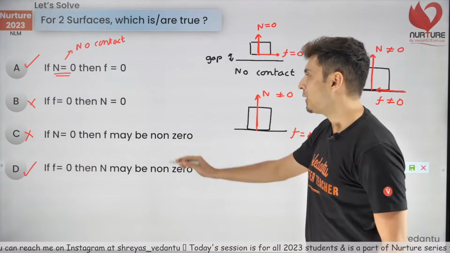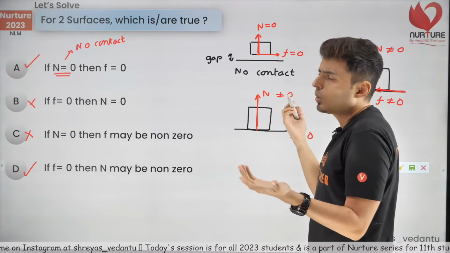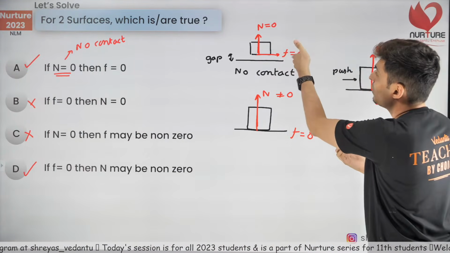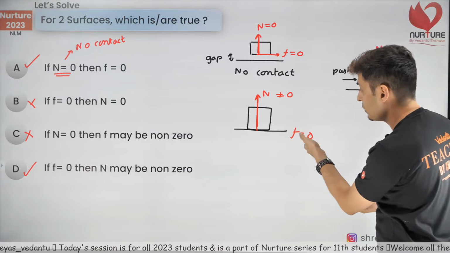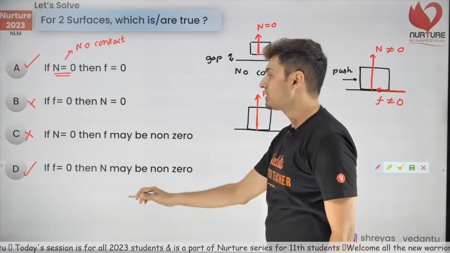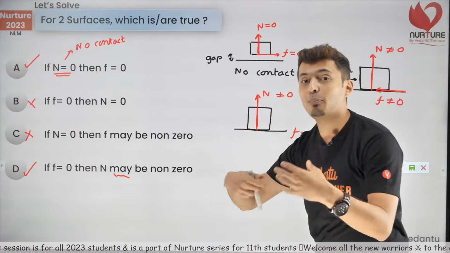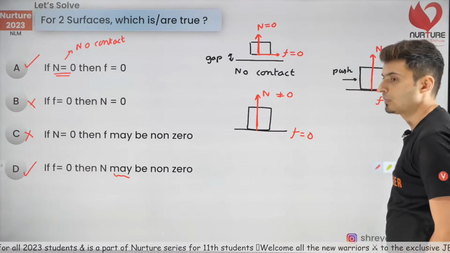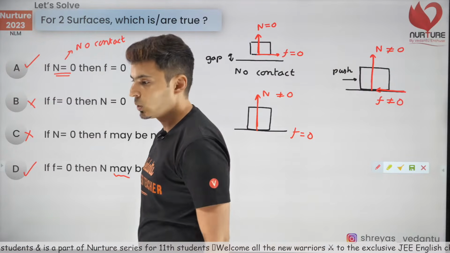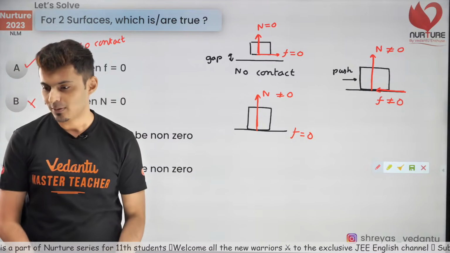Interesting question. A lot of people think if friction is zero, normal will be zero. Oh no! Look at this. There is no friction, no normal. There is no friction, but there is normal. So if friction is zero, then normal may not be zero. It's possible that the normal is not zero. I hope this is fine. Got it right? Very good.